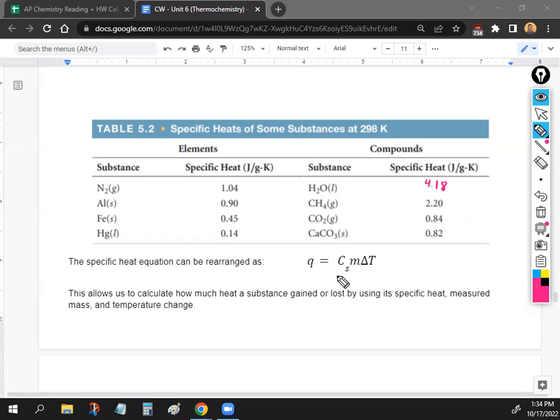So we can rearrange the specific heat equation to find heat flow. A lot of times we're not going to use the specific heat equation. Instead, we're going to turn it into a heat flow equation by doing this. We can rearrange the equation to multiply the specific heat of something times mass times the change in temperature.